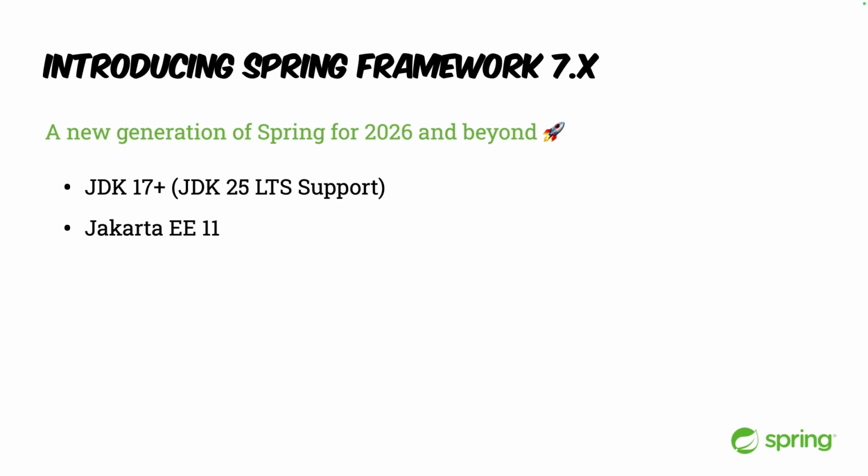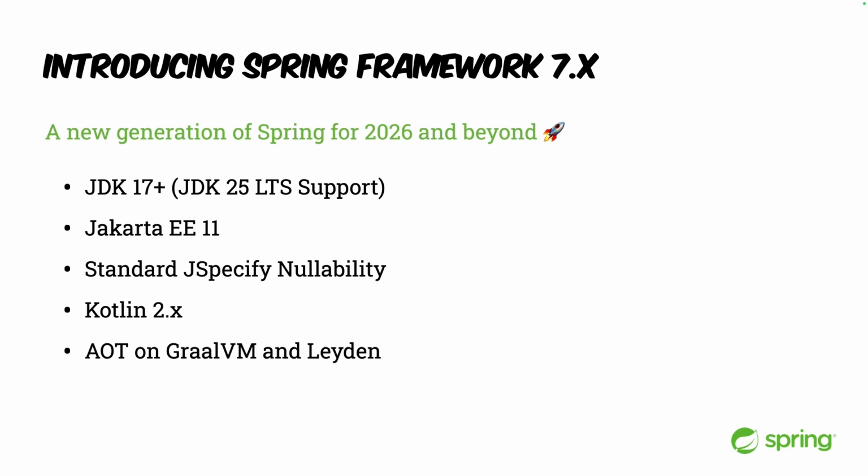We'll upgrade to Jakarta EE 11, so some new features there that we could take advantage of. Standard JSpecify nullability, which we'll talk about in a minute. Kotlin 2.x support, which brings in a whole bunch of features there. AOT on GraalVM and Leyden. So Project Leyden in the JDK space is looking to solve some of the same problems GraalVM does, but using a different approach. So AOT as the ahead of time compilation step for those will be in place.